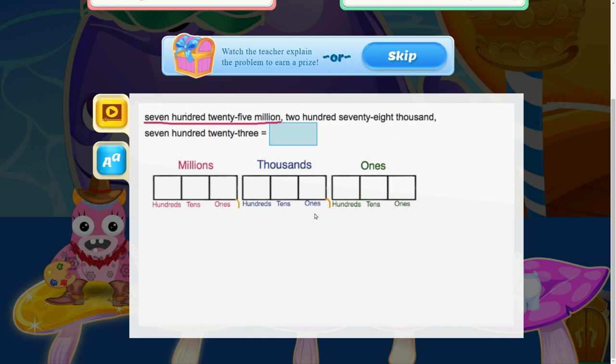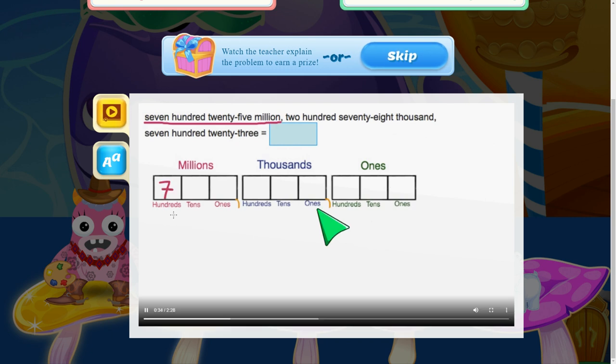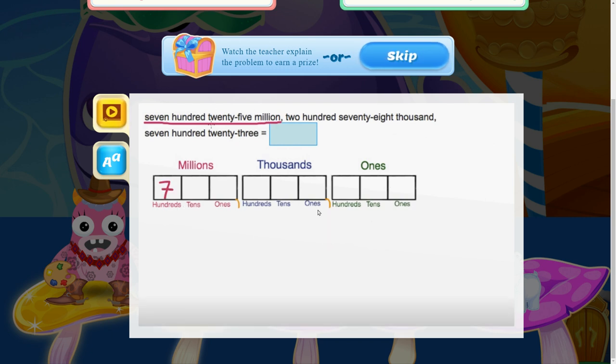So the 700 of 725 million says we have 700 millions. So that means we need a 7 in the 100 millions place. Now the 20 of 25 million says we have 2 tens, because 2 times 10 is 20. So that means we have a 2 in the 10 millions place. Finally, we have 5 million. That means we have 5 ones in the millions place. So we need a 5 in the 1 millions place.